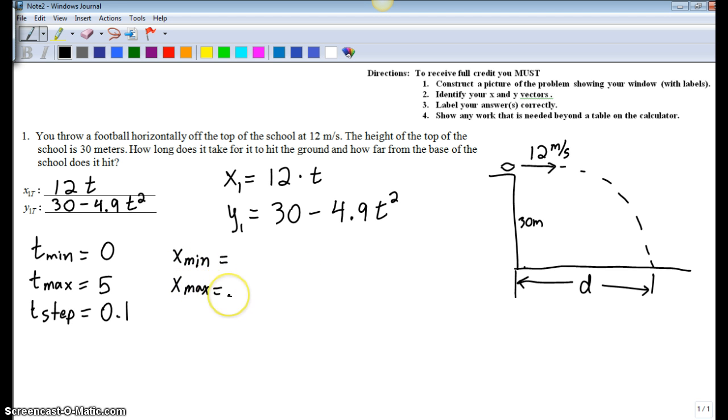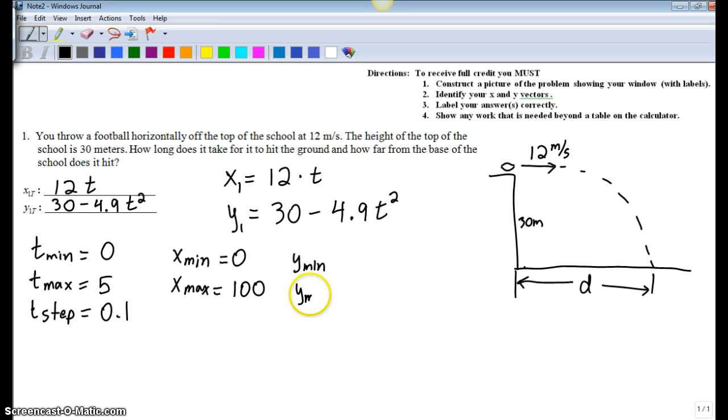X is just a horizontal distance from the building, in this case the top of the school. So we always start at 0, and our x max is going to be our unknown, that's our D. We don't know what to put in there right now, but for now I'm going to put 100. That's usually a safe bet. It just depends on the context of the problem.